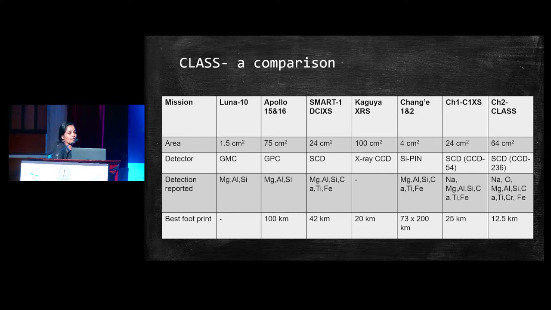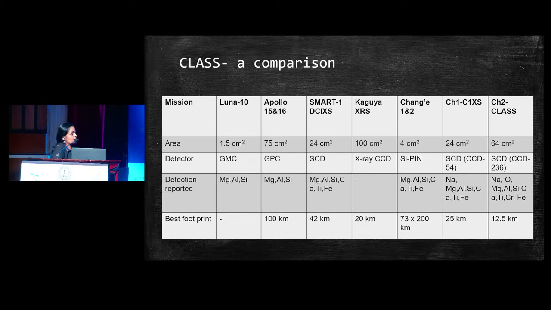But again, it also suffered some radiation damage because of the long journey to the moon. There was Kaguya, a Japanese mission, which had an X-ray spectrometer with a very high geometric area, 100 centimeter square. They used X-ray CCDs, but by the time they reached the moon, they had undergone severe radiation damage. The Chang'e 1 and 2 missions, the Chinese missions, had a small-area silicon PIN detector, but there were very few results from it, for a very small part of the moon.